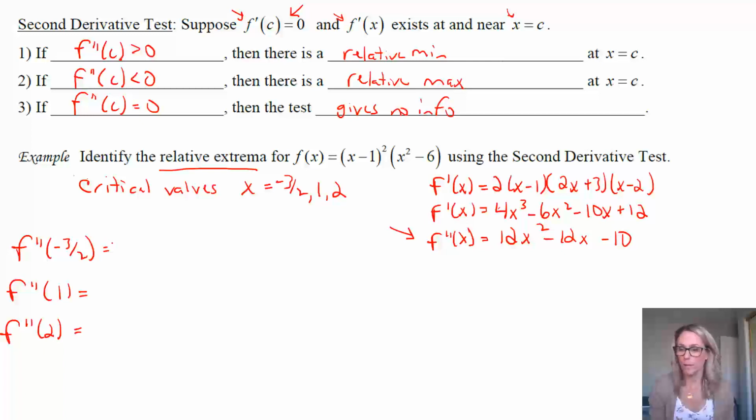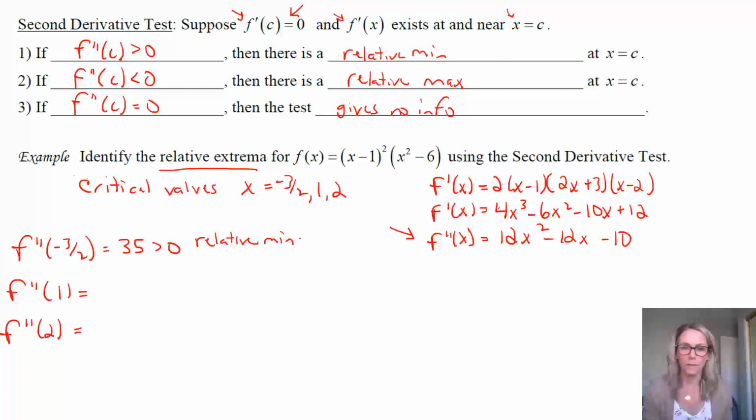You can see that if we plug in -3/2, and you do the work for that, if you want, you can pause, you should get 35. And that is positive. That's greater than 0. So what the second derivative test tells us is that at -3/2, our function is concave up. So if it's concave up, we have a relative min. And we already know what it is because we already found it using the first derivative test.